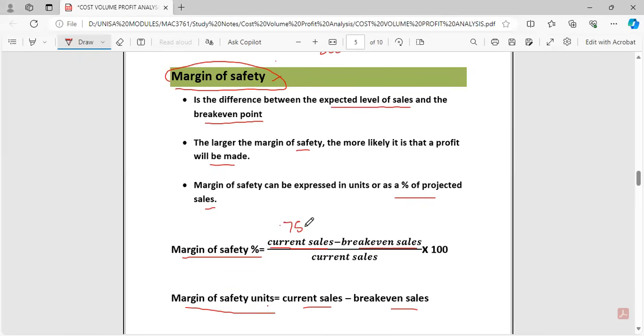That's your current sales minus your break-even. We used this question to calculate the break-even. We had 500 over current sales, which is over 750 times 100. Then it's going to be how much there? It's going to be 250 over 750 times 100. How much are we going to have as the percentage there?